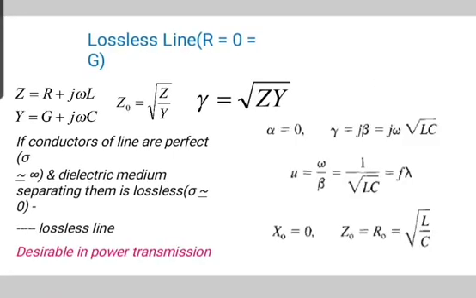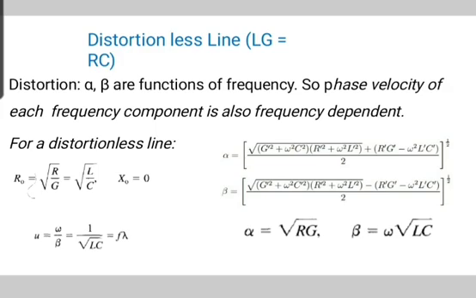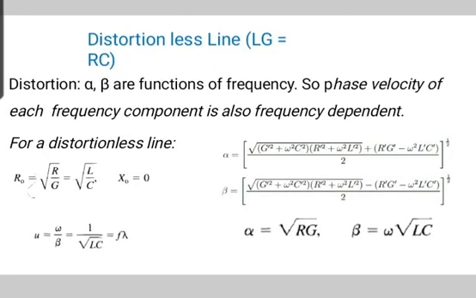Lossless line: R is equal to 0 equal to G, if the conductors of the line are perfect and the dielectric medium separating them is lossless. This is the lossless line.